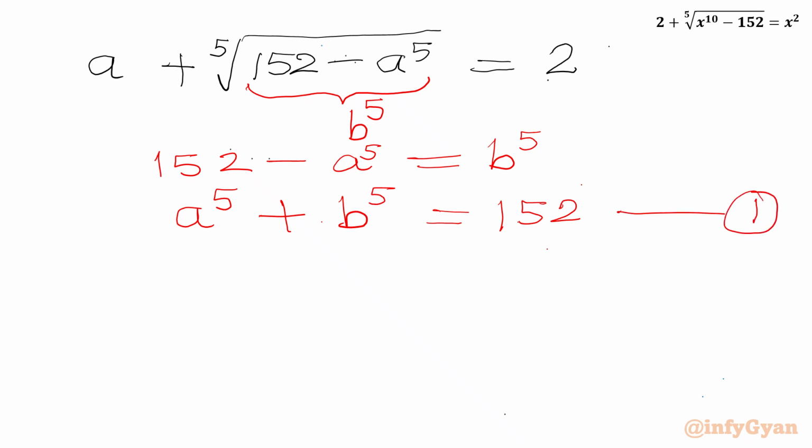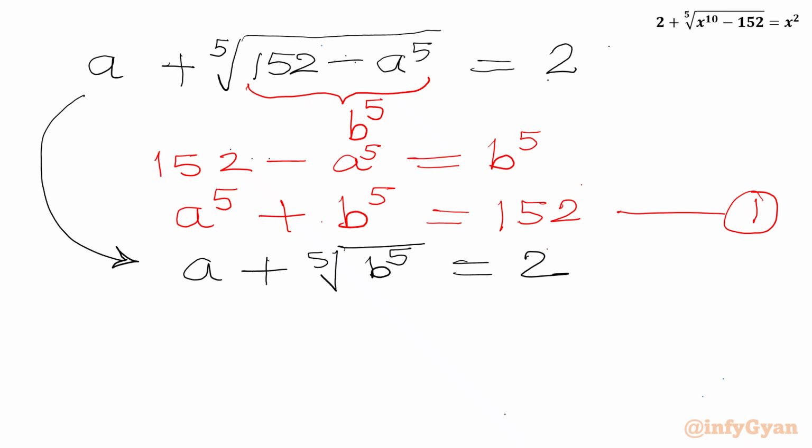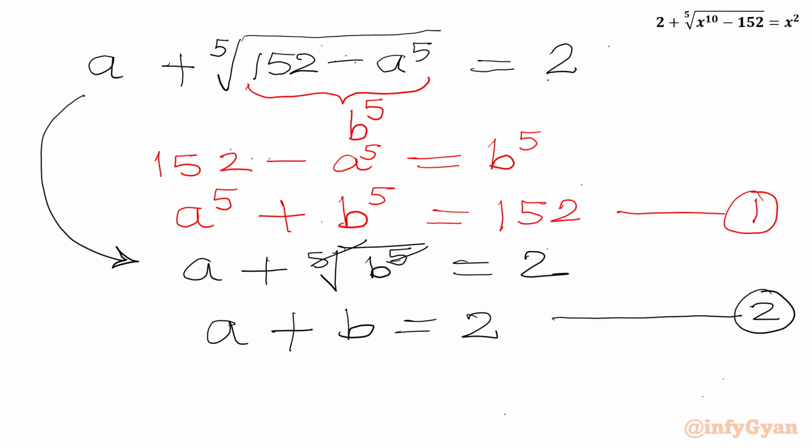Now after substitution, what we will get from the original one: a plus fifth root of b power 5 equal to 2. Fifth root and power 5 will be over. We will get our second equation, a plus b equal to 2. Now we have one system where equation 1 is a power 5 plus b power 5 equal to 152 and equation 2 is a plus b equal to 2. Let's solve this new system of equations.